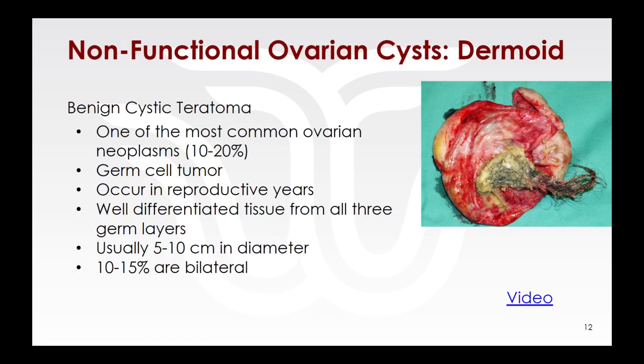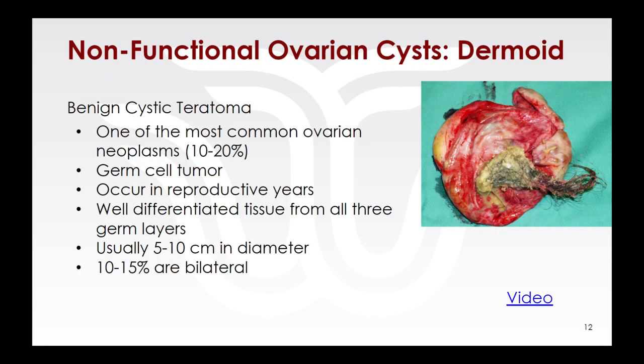So think back about what we learned about germ cells, right? And they can divide and grow into a certain group of tissue. So these you'll see during the reproductive ages of a woman. It is well differentiated tissue from all 3 germ layers. So they will have hair and skin and teeth and other types of tissue there. So everyone always gets really excited to see these.